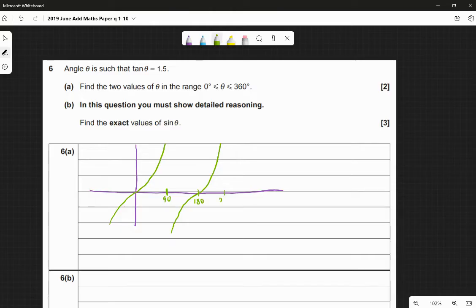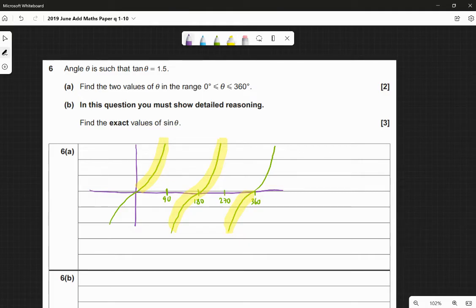So on the lovely tan graph, there are asymptotes at 90 and 270. We only want to go up to 360, so I don't really need to go any further, although just for completeness' sake, I will continue that graph. So we're looking at just the parts which I have highlighted here. Okay, so those are the graph between 0 and 360.